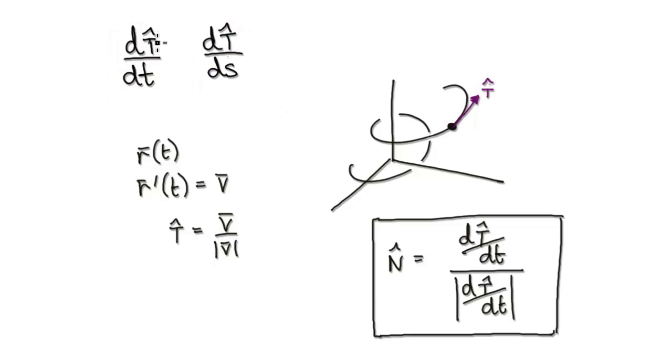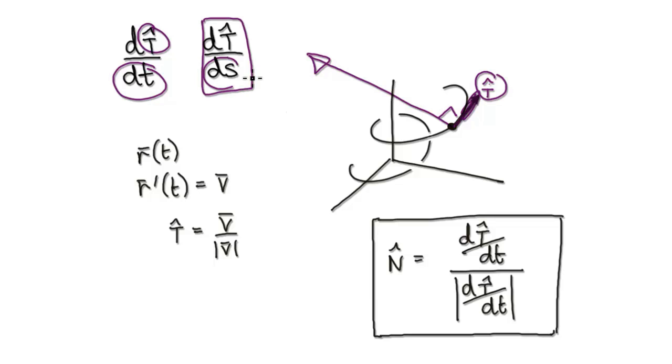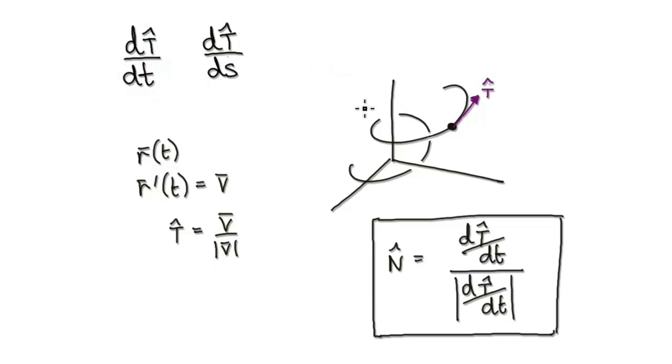So when you differentiate the unit tangent with respect to time, it will give you a new vector. This new vector will be orthogonal to the original tangent. But when you differentiate it with respect to arc length, it will give you a different vector, and this different vector will also be orthogonal to the original tangent.